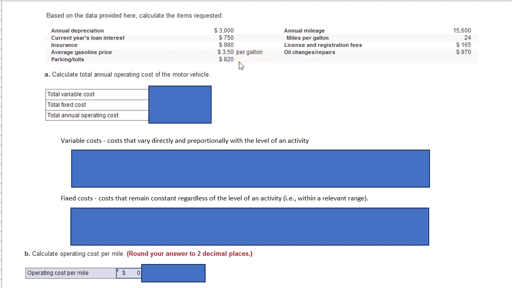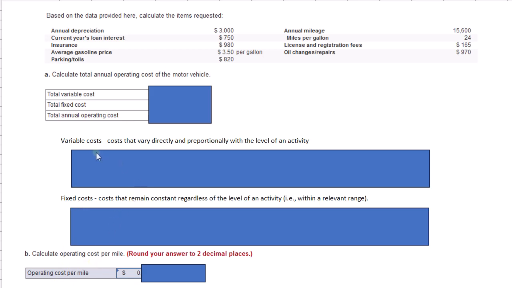Parking tolls are $820. The annual mileage, 15,600. We get 24 miles per gallon. License and registration fees are $165, and oil changes and repairs are $970. Now, we're asked to calculate the total variable cost, the total fixed cost, and the total annual operating cost. And then we're going to also calculate the operating cost per mile.